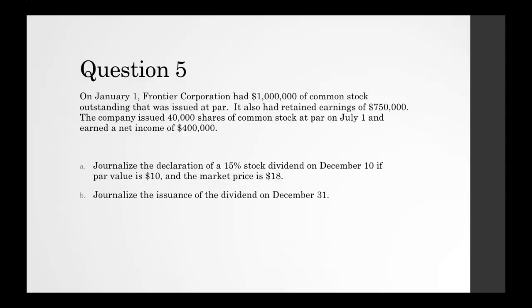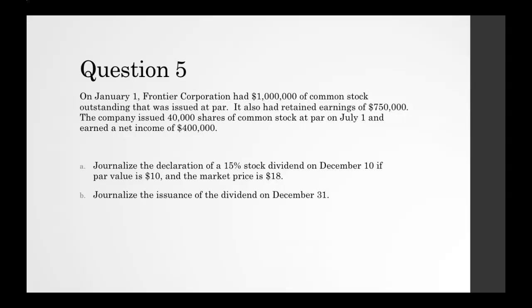So now question number 5 says, on January 1st, Frontier Corporation had $1 million of common stock outstanding that was issued at par. It also had retained earnings of $750,000. The company issued 40,000 shares of common stock at par on July 1st and earned a net income of $400,000. We need to journalize the declaration of a 15% stock dividend on December 10th if par value is $10 and the market price is $18. And then we need to journalize the issuance of that dividend on December 31st.